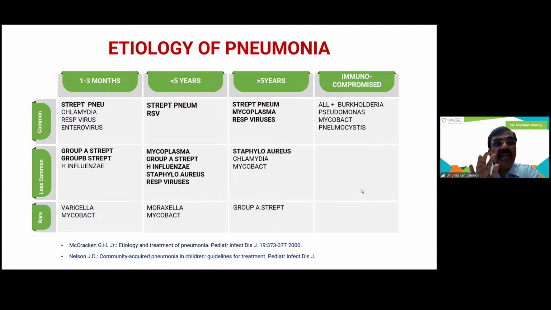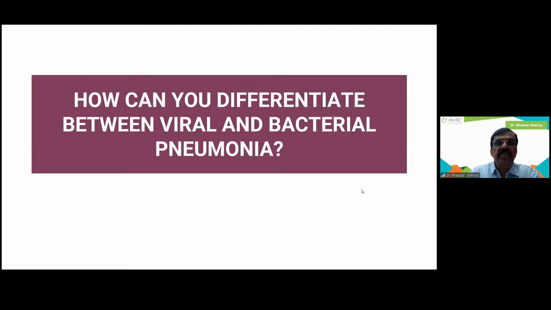So depending on the age and depending on the symptoms, we can tentatively suspect it can be streptococcus or a virus or atypical organism. But it is very difficult clinically to differentiate between viral and bacterial pneumonia. Humanly, most of the time it is not possible.